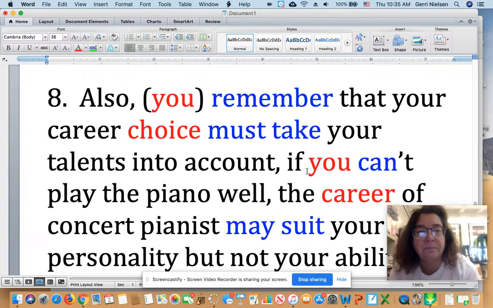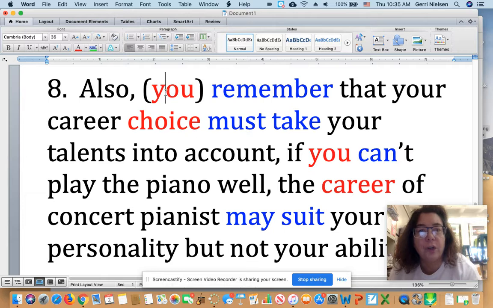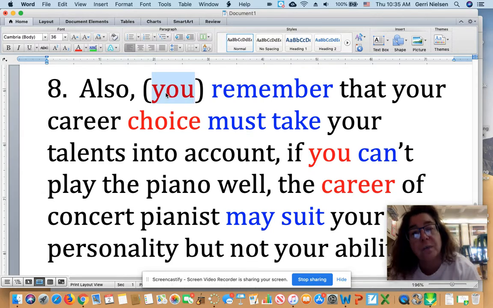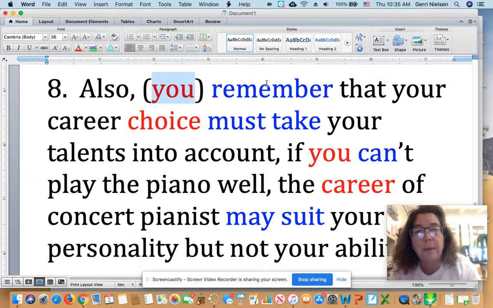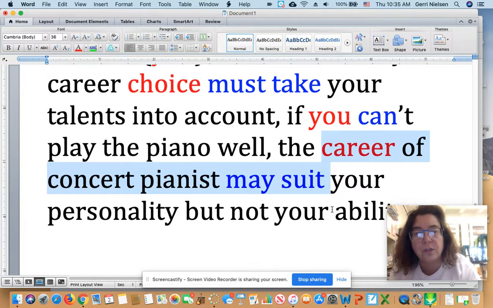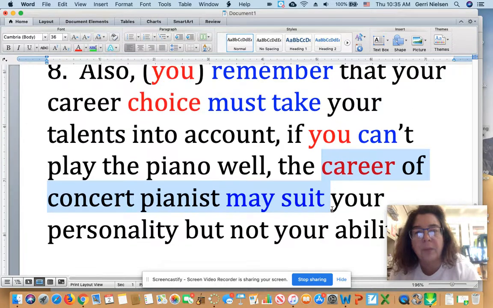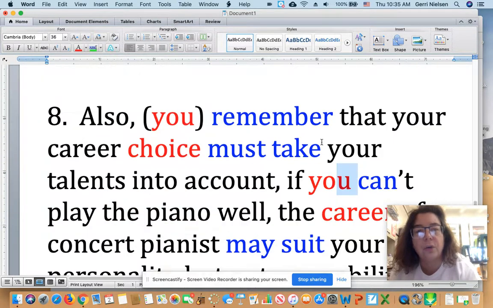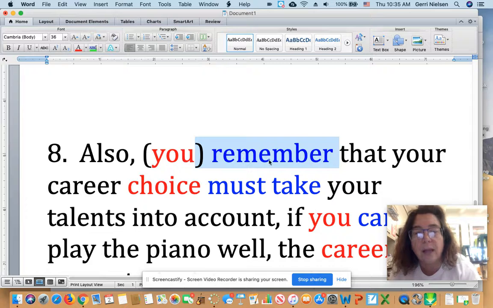Number 8. Also, I added the "you" because it's not in your sentence, but that would be the subject for this imperative command here. You remember that your career choice must take, there's a second clause, your talents into account. If you can't play the piano well, there's a third clause. The career of concert pianist may suit, there's another clause, your personality but not your ability. So we've got 1, 2, 3, 4 clauses in this thing.